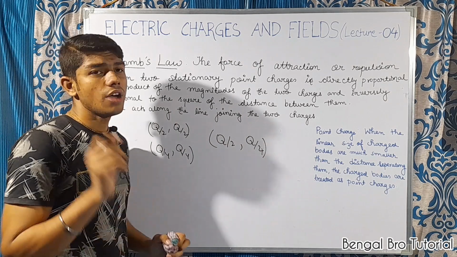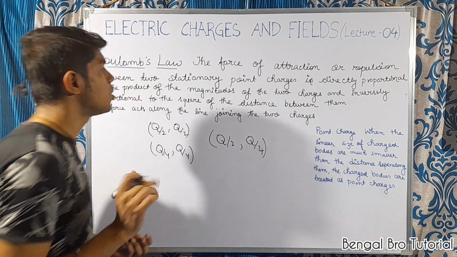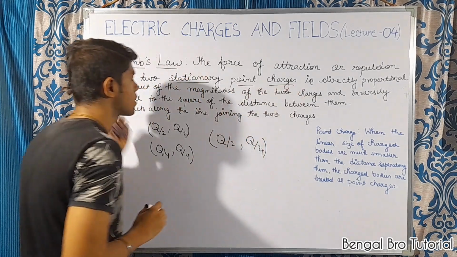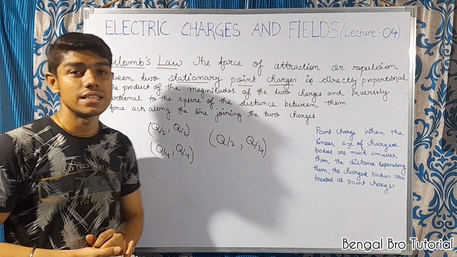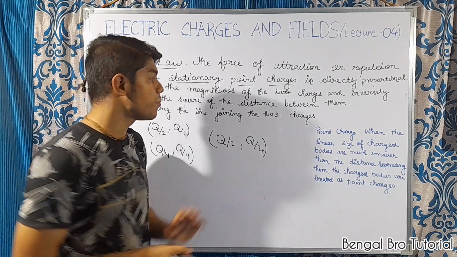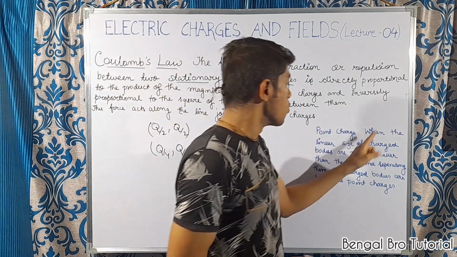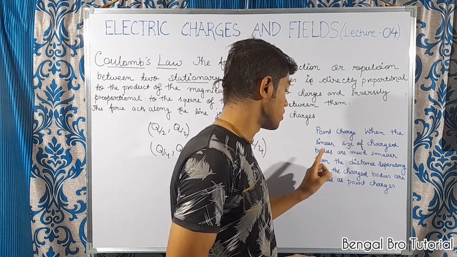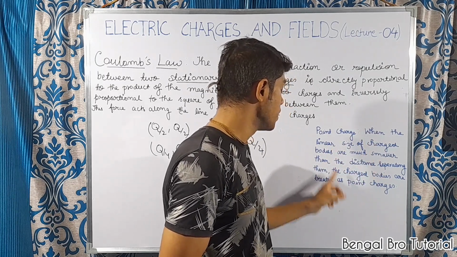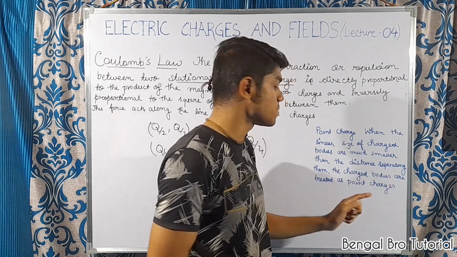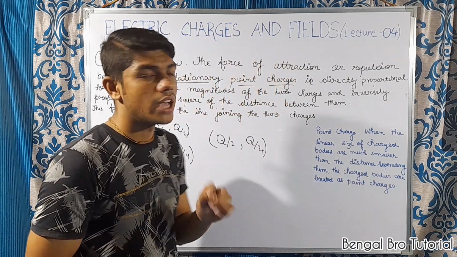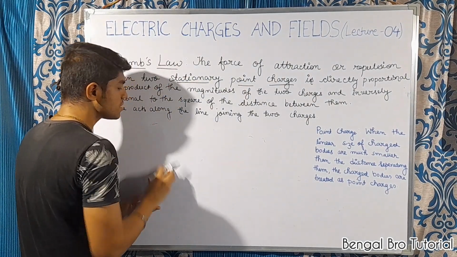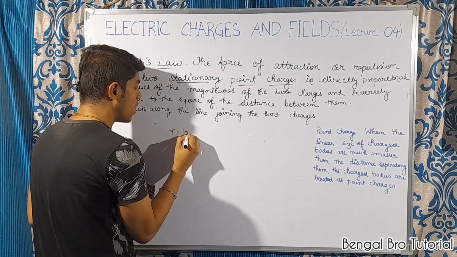Here you have to note one very small term: stationary point charges. Stationary means something that is at rest. Now what do we mean by point charges? When the linear sizes of the charged bodies are much smaller than the distance separating them, the charged bodies are treated as point charges. Means, assume that we have a charged sphere having radius equal to 1 meter.